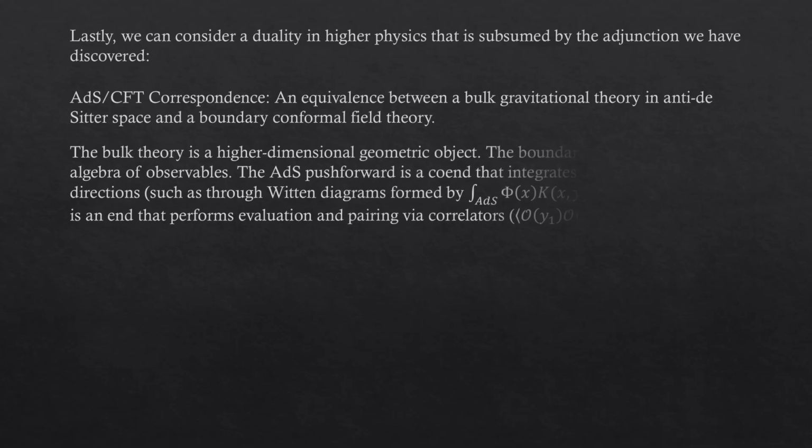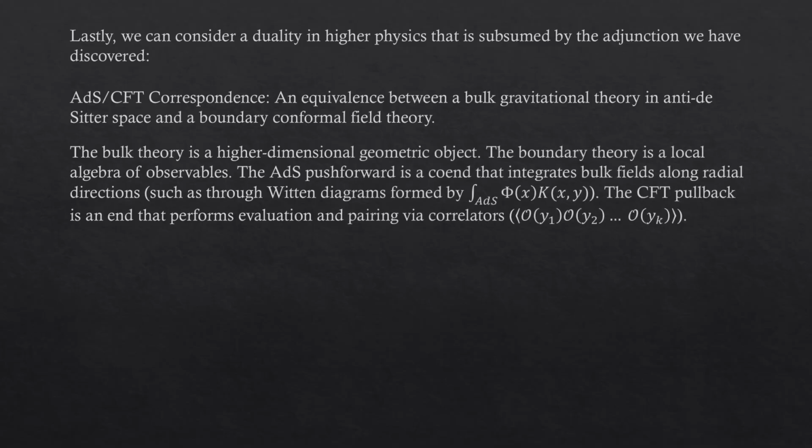The bulk theory is a higher dimensional geometric object, and the boundary theory is a local algebra of observables. And so the AdS push forward is a coend that integrates bulk fields along radial directions, such as through the Witten diagrams formed by the integral over the anti-de Sitter space of the fields at x with the kernel of x and y. The CFT pullback is an end that performs evaluation and pairing via correlators given by this k-point function, written in terms of the boundary CFT operator at points y sub 1, y sub 2, up to y sub k.